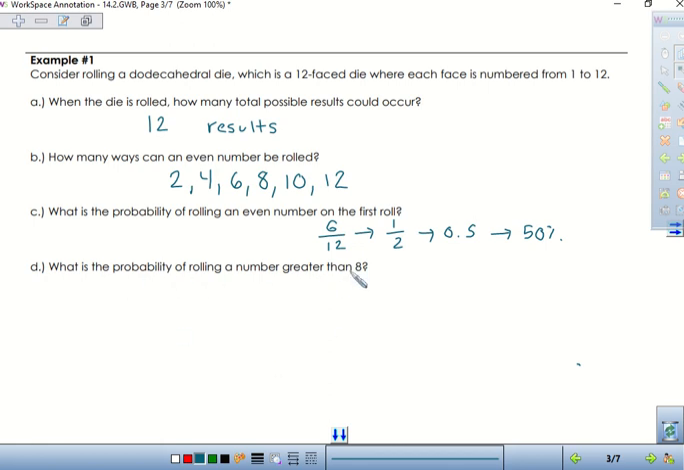What is the probability of rolling a number greater than 8? So let's just think, what numbers on this die are greater than 8? 9, 10, 11, or 12. So the chance is 4 out of 12, which reduces to 1/3, aka 33.3 repeating. Okay. So does anyone have any questions about that? Do you understand why the 8 is not included? Because it's strictly greater than, not greater than or equal to. All right.